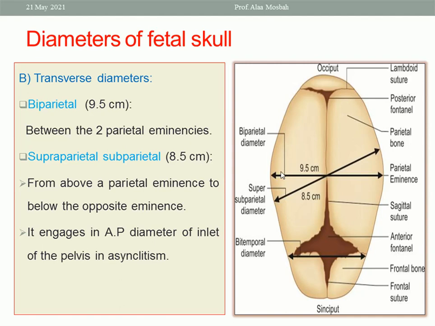Another diameter is the supraparietal subparietal, 8.5 centimeter, less than the biparietal diameter by 1 centimeter, extending from above the parietal eminence on one side to below the parietal eminence on the other side. Supraparietal subparietal, 8.5 centimeter. It engages in the anterior posterior diameter of the outlet of the pelvis in a synclitism.